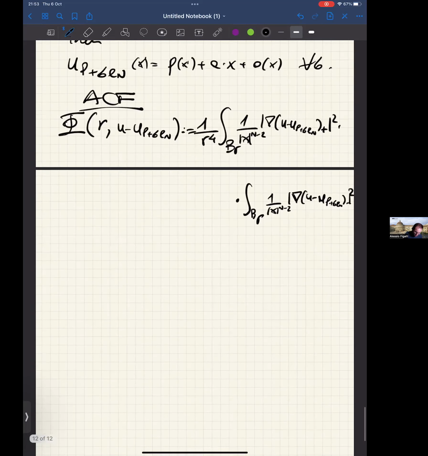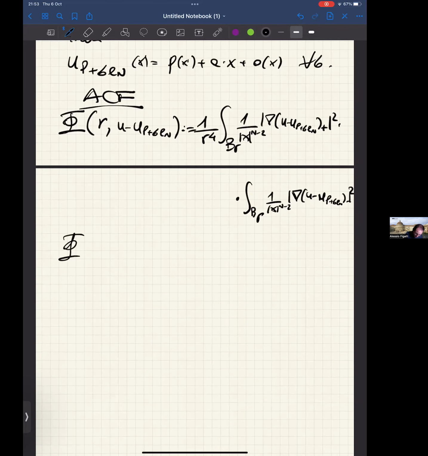And the key fact is that this functional phi as a function of r is increasing. Not surprising, but it hasn't been used so much in this context. So a posteriori it is not surprising, but to be honest, I haven't seen it used that much for the difference of two solutions of the obstacle problem.